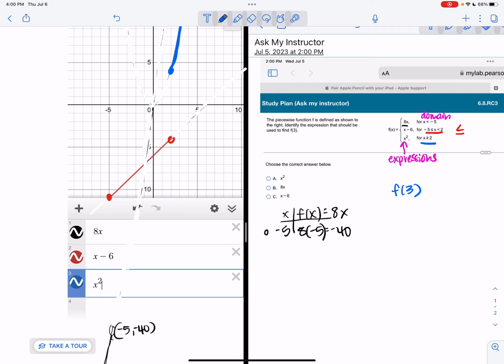So f of 3 is going to be positive 3 to the second power, which would give you 9. If they wanted the function value, the answer would be 9. But right here, they are asking which expression you should use, and you have to use x squared. I hope that makes sense. If it doesn't, let me know and I'll try again.